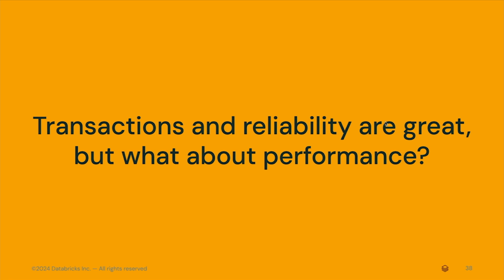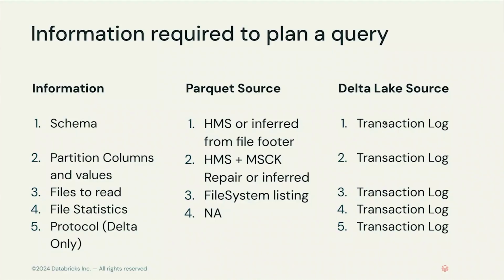So there's lots of neat little reliability things that are also in Delta, but there's also a lot of performance things. And the best way to talk about that is let's take a look at what information you need when you plan a query. This is going to be a Delta Lake versus a Parquet source. And we'll also look at where you get this information. So when you're working with these different table formats, the first thing you need is schema.